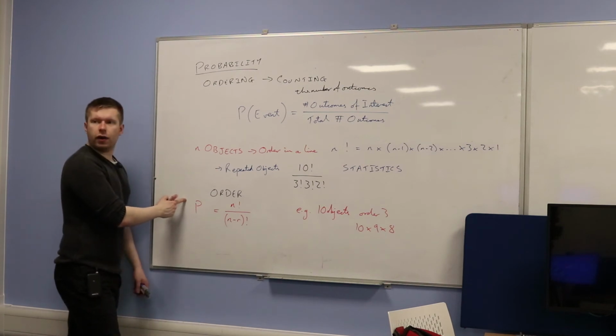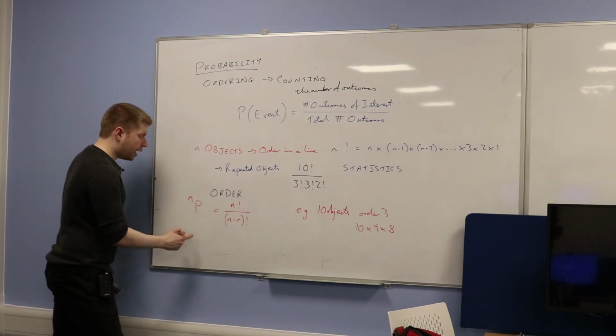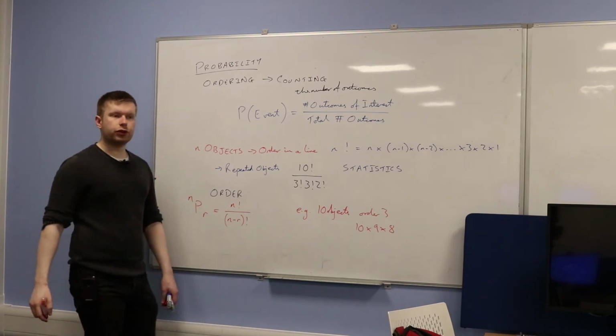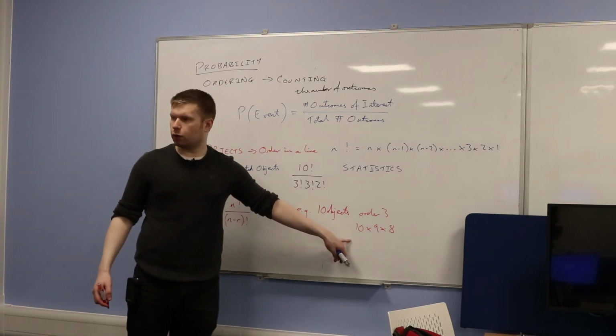So we say it's a permutation. How many objects did we start with? N. And how many objects are we choosing? R. Okay, so NPR would be equal to this. Okay, it's this kind of idea here. We all happy with that?